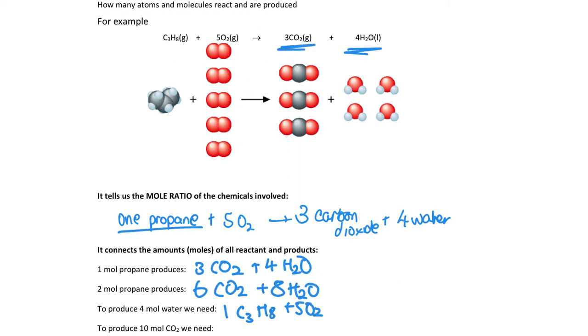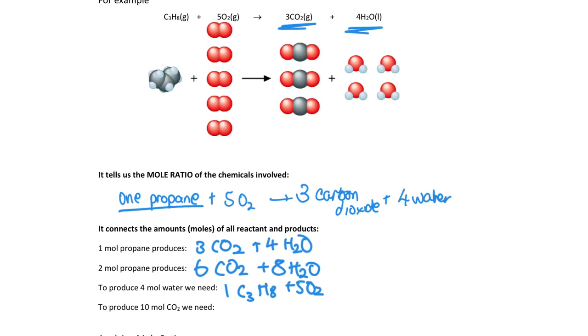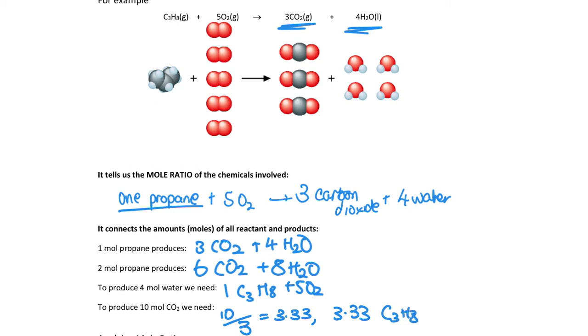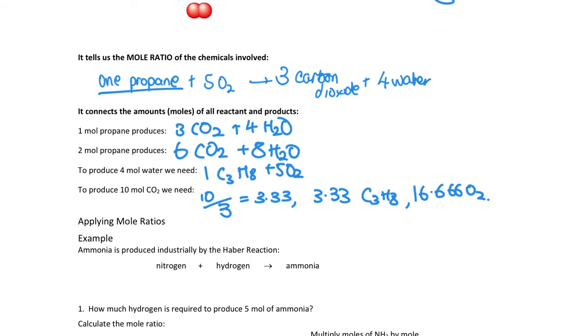And to produce 10 moles of CO2, that's a bit tricky because we don't quite know the scaling, but we need 10 and we got 3, so we can divide. That means we are going to have to times everything by 3.33. So you would need 3.33 moles of propane, and you'd need 5 times 3.33, which is 16.6666 moles of oxygen. If you don't know the scale factors, you can just do 10 divided by 3 to find your scaling factor.